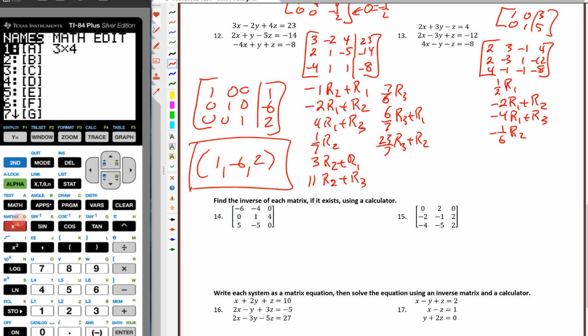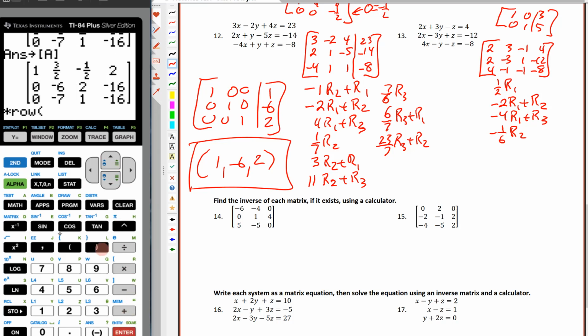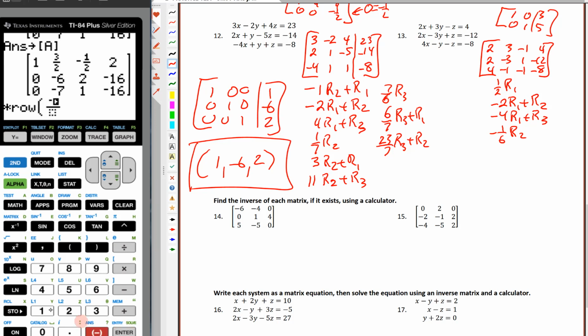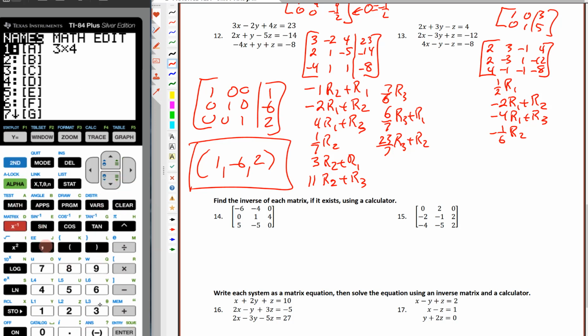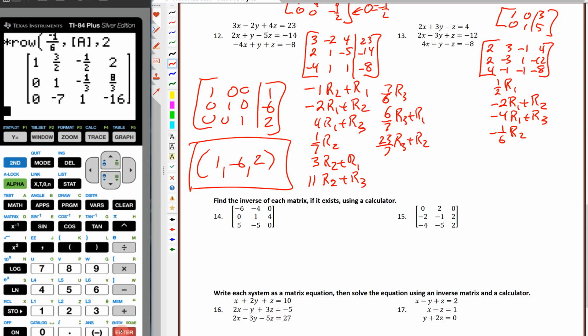So I'm going to make that command from scratch. We're going to do times a row, and we're going to do alpha y equals. So negative 1 on the top, 6 on the bottom, comma, the name of the matrix, comma, which row, row 2. And we like what that did. We really don't care about those fractions because the calculator is going to take care of them for us. I'm going to store that.